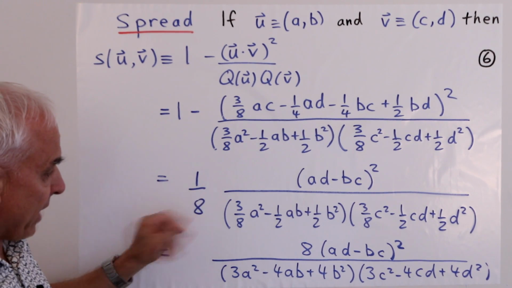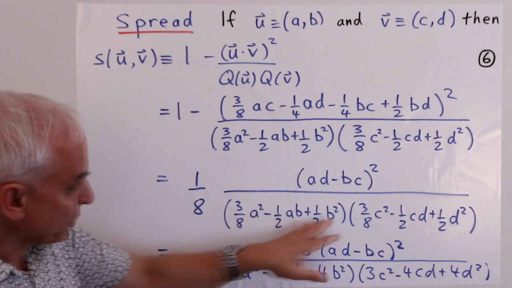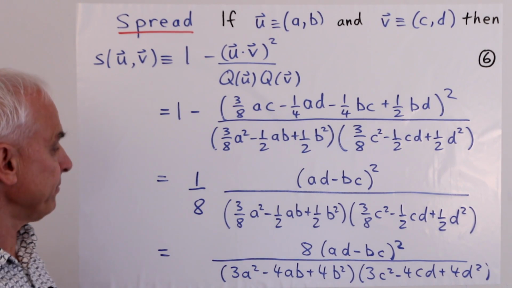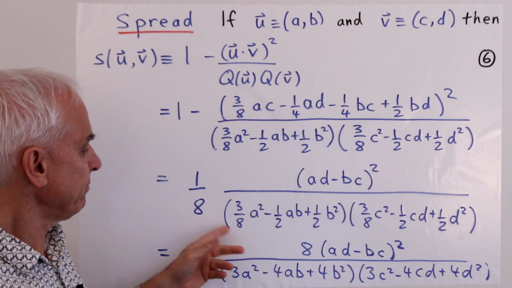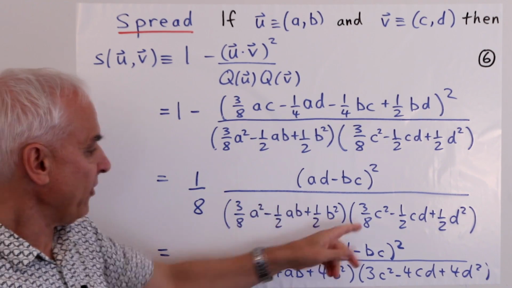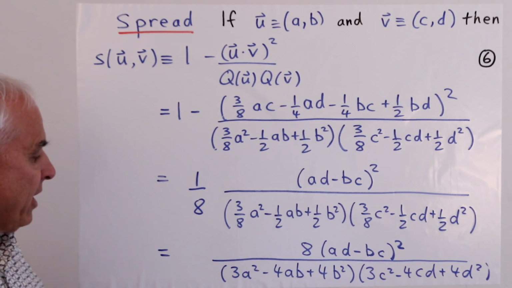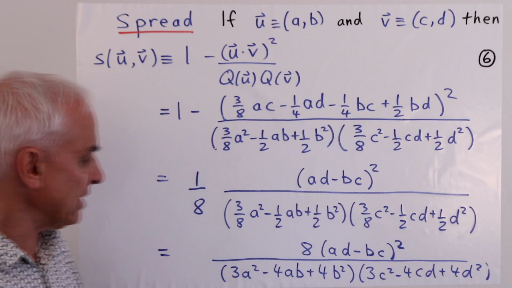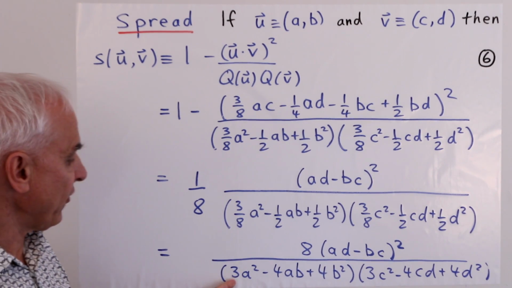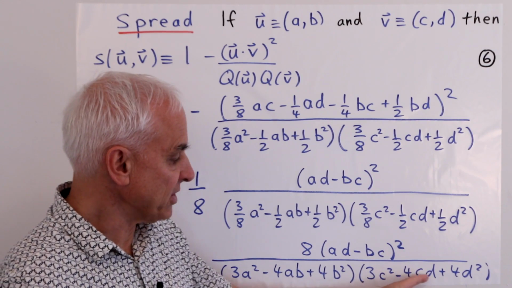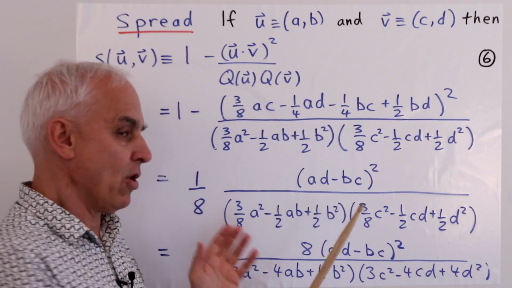Now, if you like, you could rewrite this a little bit, because you could clear denominators from here. If you multiply top and bottom by, say, 64, 8 times 8, then you're going to get some clearing, and we can write it in a simpler fashion: 8 times (AD minus BC) squared, divided by (3a squared minus 4ab plus 4b squared) times (3c squared minus 4cd plus 4d squared). So now there's only integers.